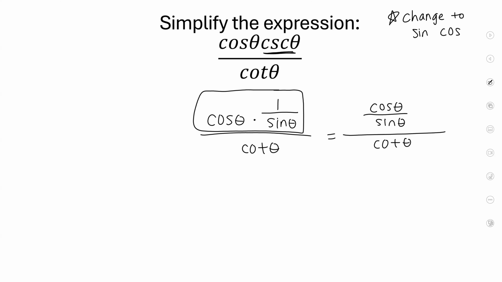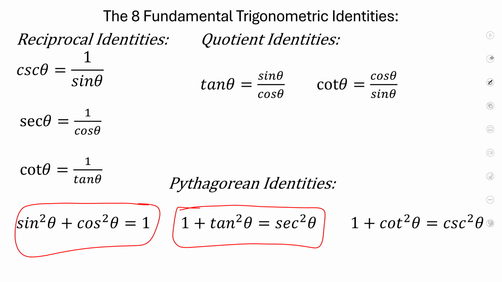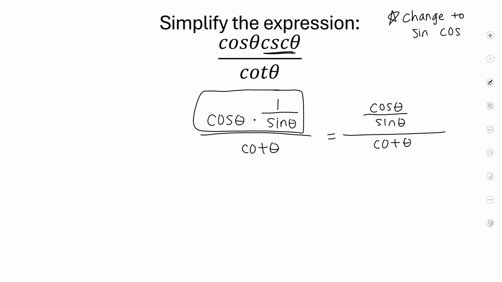Now, if I go back to my identities, cosine over sine is the same thing as cotangent. So I'm going to replace that. Cosine over sine is the same as cotangent. So I'm going to put cotangent. I replace this with cotangent over cotangent. Anything divided by itself is just 1.